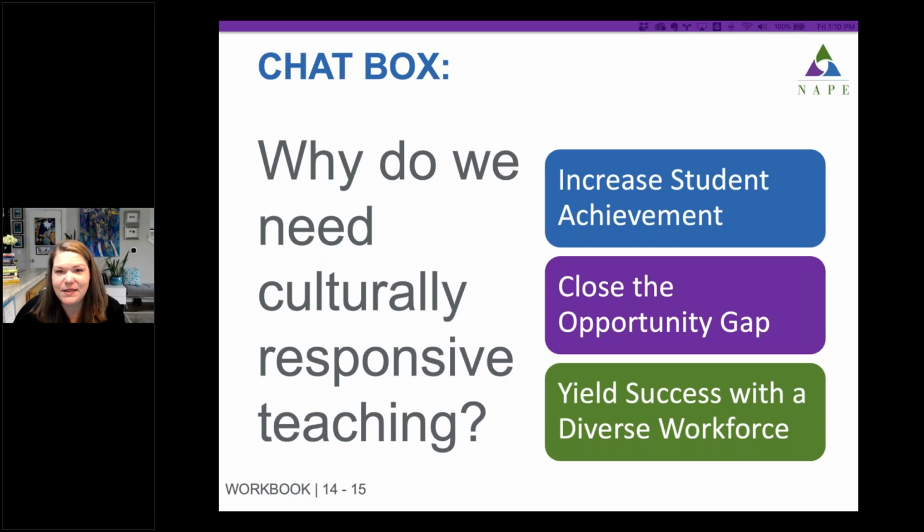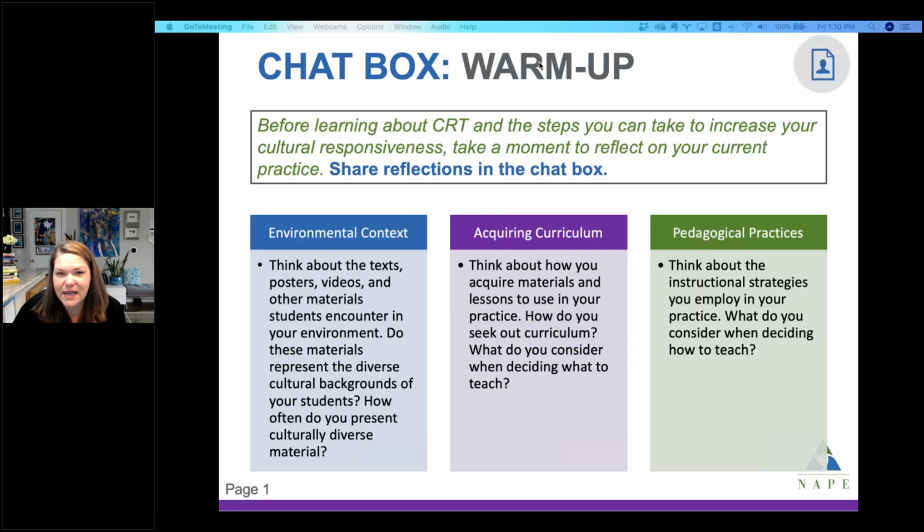I've got another question before we dive in. Now, this is another warm-up. Before we start learning about culturally responsive teaching and the specific steps that we can take to increase our cultural responsiveness, I want us to take a minute to reflect on our own practice. And so I've got three boxes here and ways that I want you to think about this.